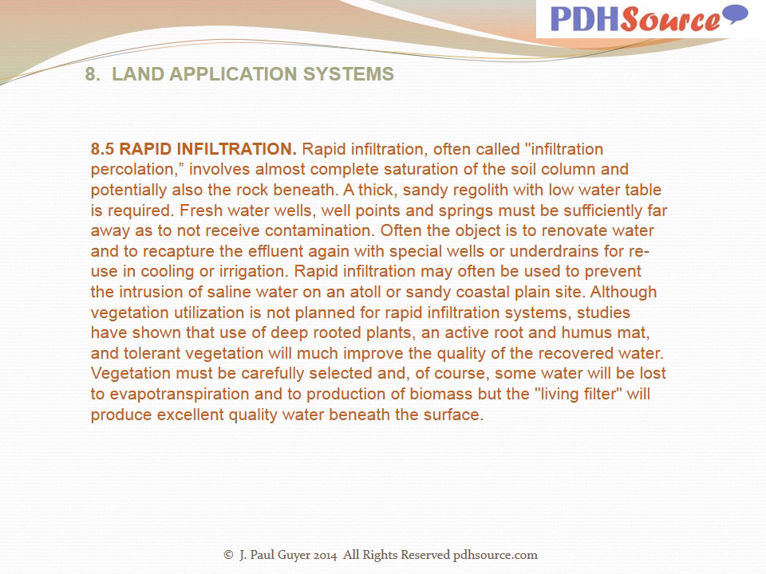Rapid infiltration may often be used to prevent the intrusion of saline water on an atoll or sandy coastal plain site. Although vegetation utilization is not planned for rapid infiltration systems, studies have shown that use of deep-rooted plants, an active root and humus mat, and tolerant vegetation will much improve the quality of the recovered water. Vegetation must be carefully selected, and of course some water will be lost to evapotranspiration and to production of biomass, but the living filter will produce excellent quality water below the surface.